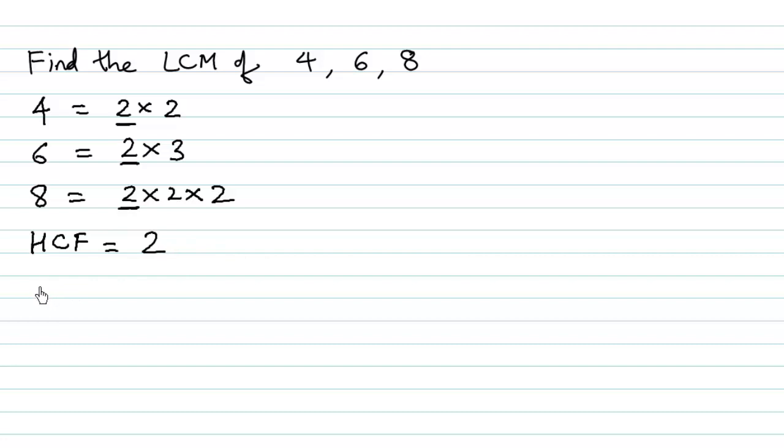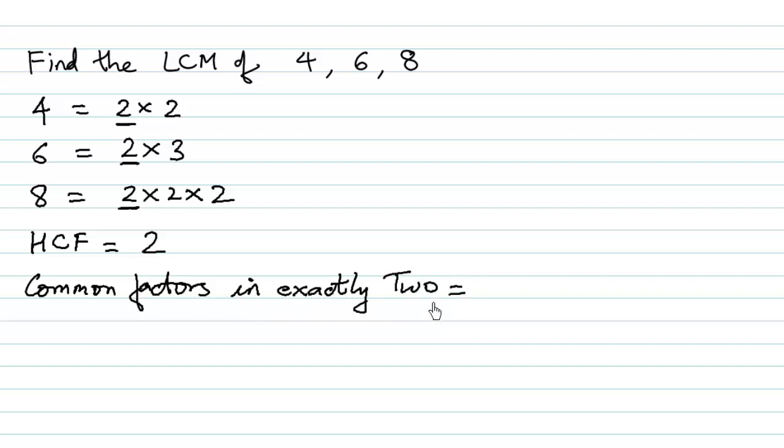Then we're going to write down common factors in exactly 2. Means the factors which are not common to all the 3, but they are common to 2 of the numbers. For instance, this 2 is found in 4 as well as in 8. So the common factor in exactly 2 numbers is 2. If there is no such common factor, you can write 1. And then we have uncommon factors.